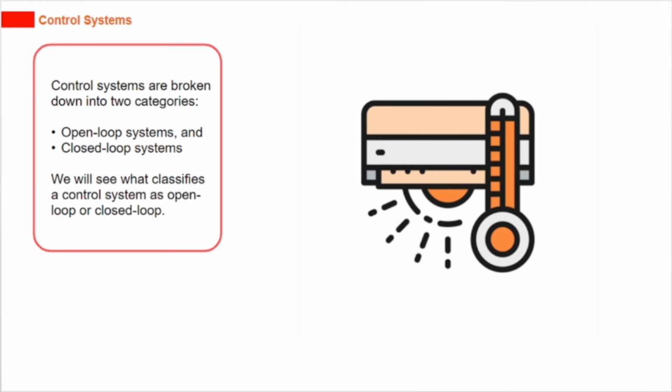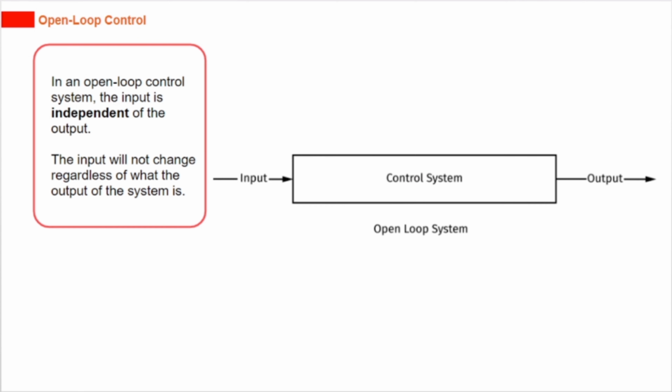Control systems are broken down into two categories: open-loop systems and closed-loop systems. We will see what classifies a control system as open-loop or closed-loop. In an open-loop control system, the input is independent of the output. The input will not change regardless of what the output of the system is.